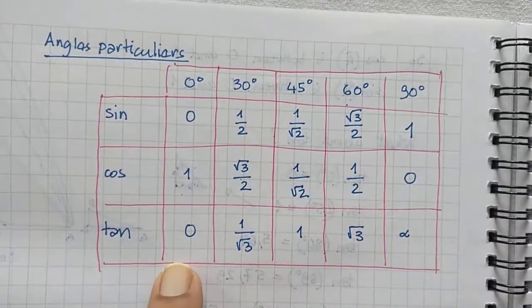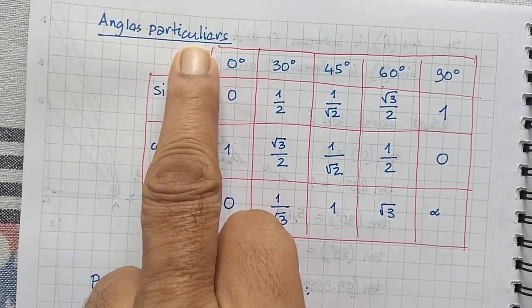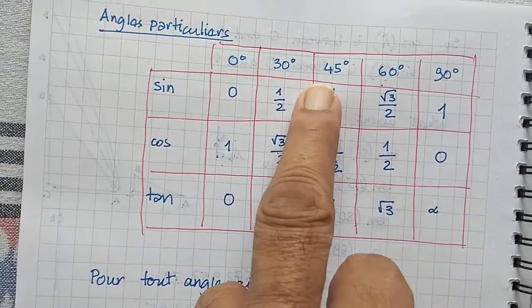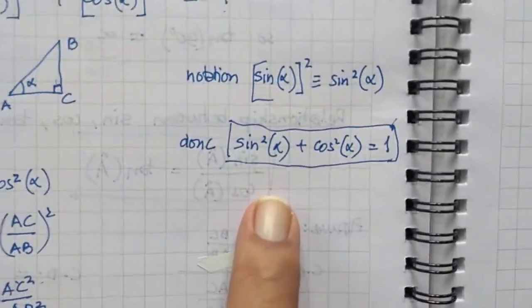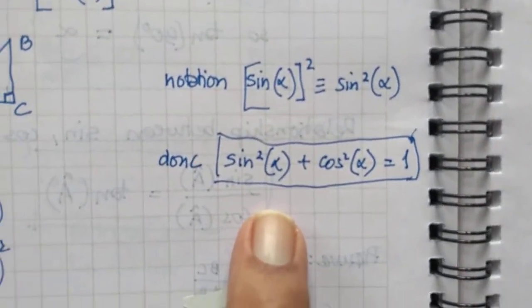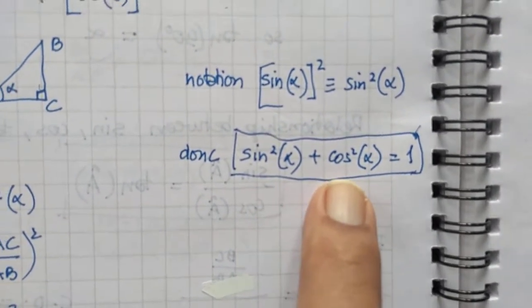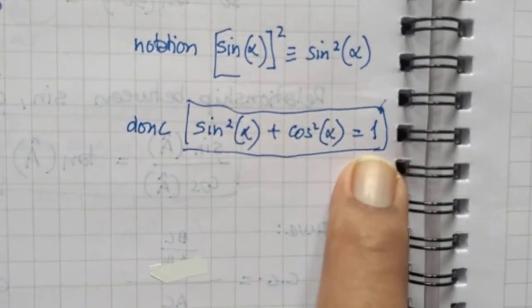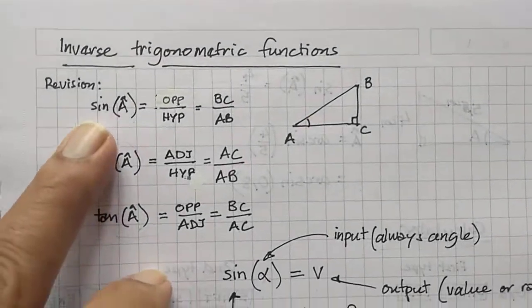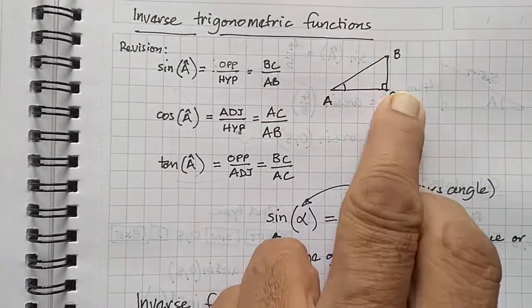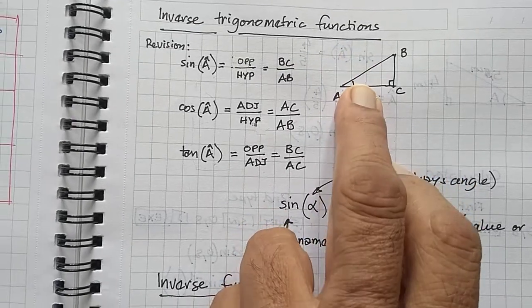We took some values, in a table we wrote down the values of some angles particuliers, 0 degrees, 30, 45, 60, 90. Then we looked at this unique relationship, that sine square of any angle plus cos square of that angle is equal to 1. After that we came to inverse trigonometric functions, that is, if you know the ratios already, how to calculate the angles.